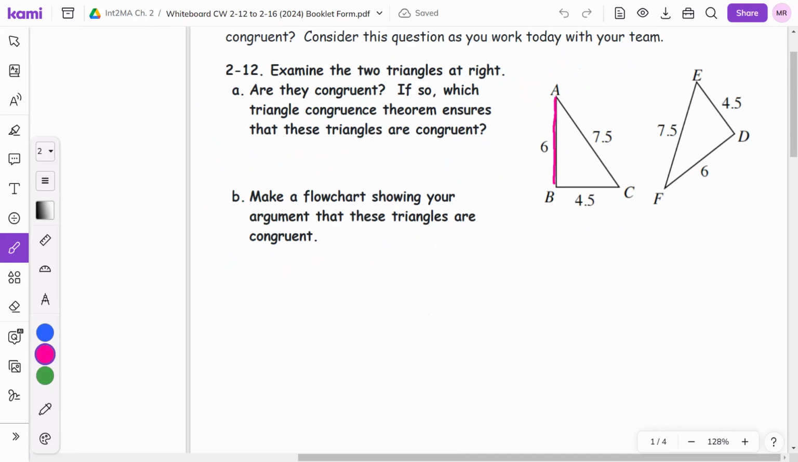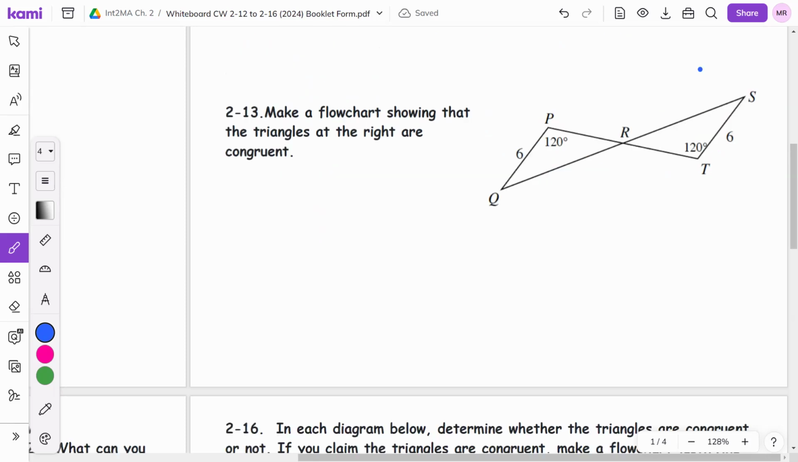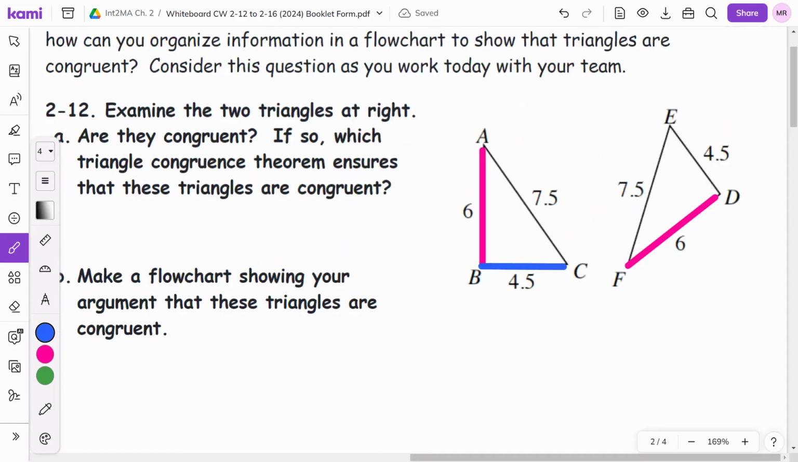this side with a length of 6. Thicker. Okay, this side with a length of 6, AB. I also have that same length over here. I see that BC is a length of 4.5. And ED is a length of 4.5. And AC. Okay, we've got all those that are the same length.